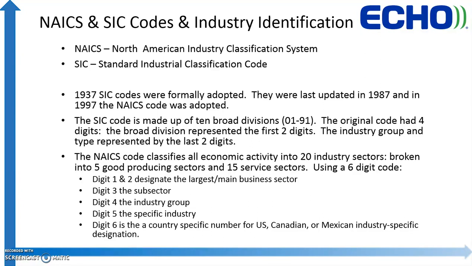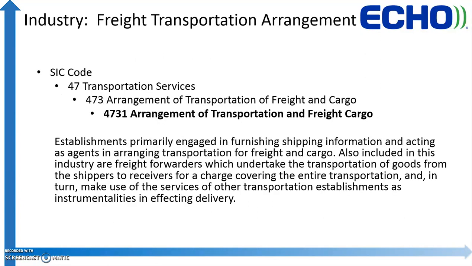So my industry is the freight transportation arrangement industry. The SIC code starts at 47. It's the transportation services, with 473 being the arrangement of transportation of freight and cargo, and then finally rounding down to 4731, arrangement of transportation of freight and cargo.